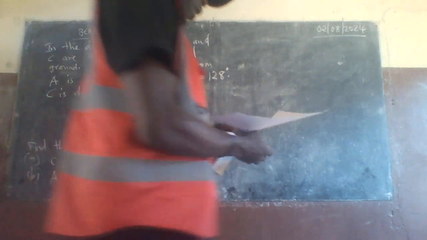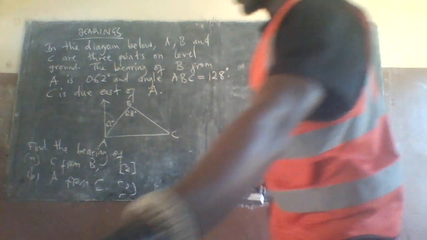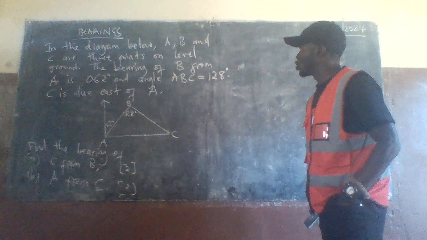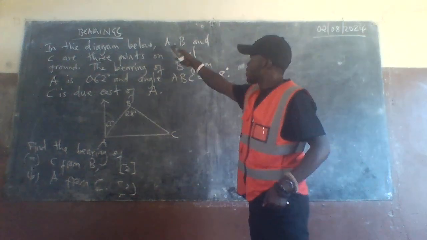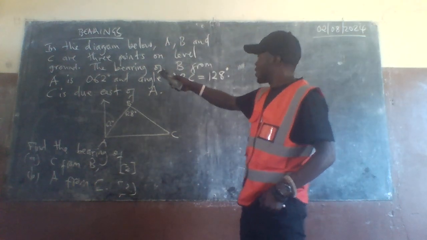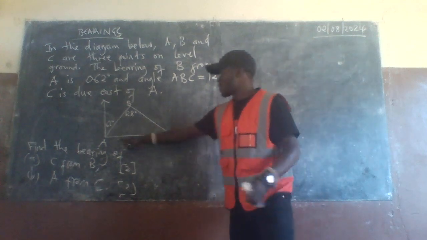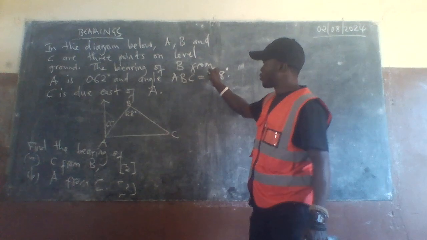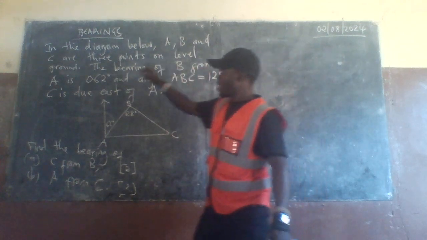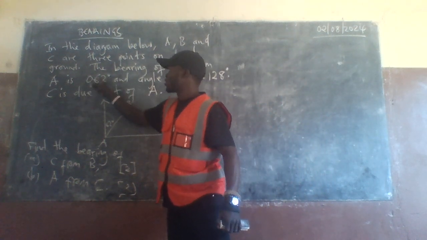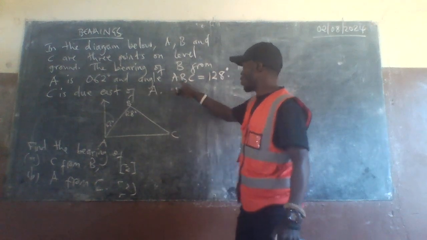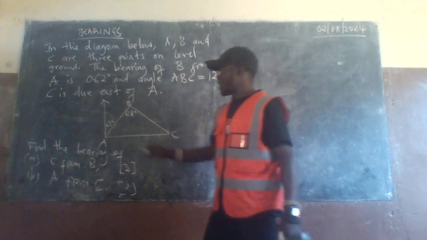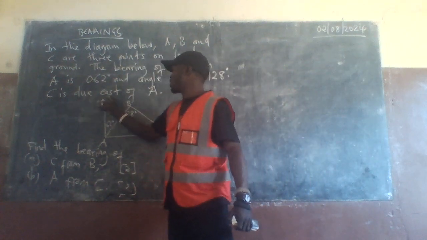Okay, so that is it. Our question says the diagram below has got A, B, and C, which are points on the level ground. The bearing of B from A is 62 degrees, and angle ABC is 118 degrees. Then they are saying C is due east of A.